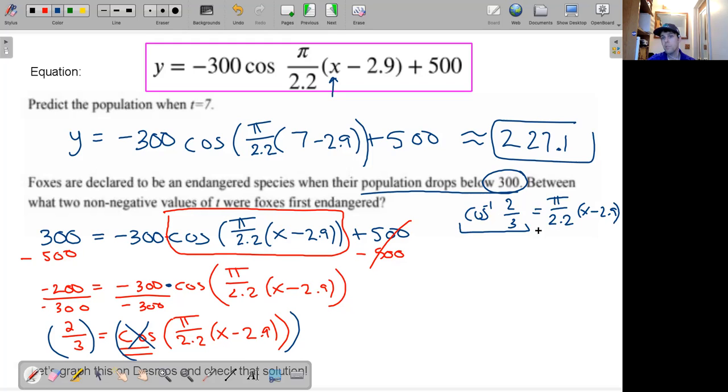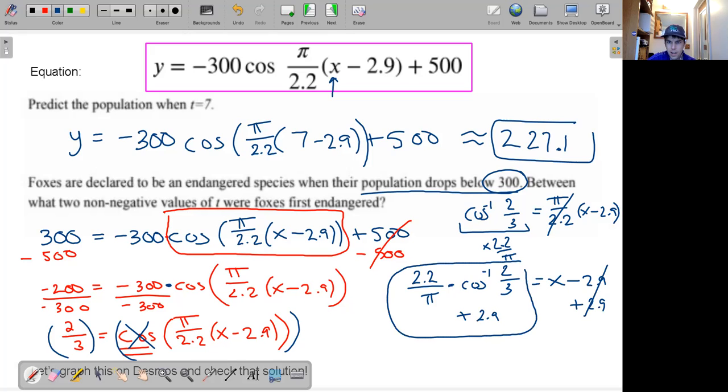So I want to get rid of this multiplier. I'm going to multiply both sides by the reciprocal of that, so I get 2.2 over pi. Again, I'm multiplying by 2.2 over pi. It cancels on this side and it gets multiplied on this side. So I get 2.2 over pi times the cosine inverse of 2/3 equals x minus 2.9. And then I just have to add 2.9. I'm going to take this whole mess here and calculate that.